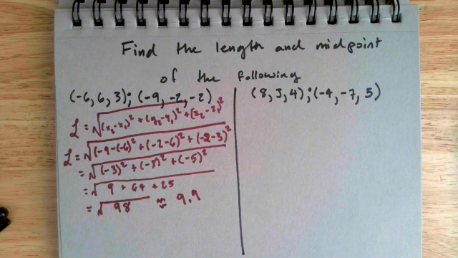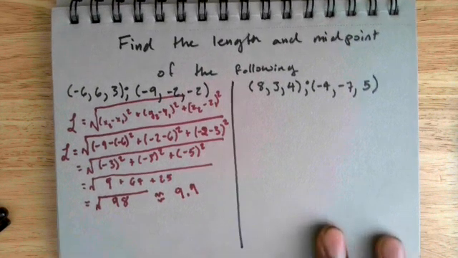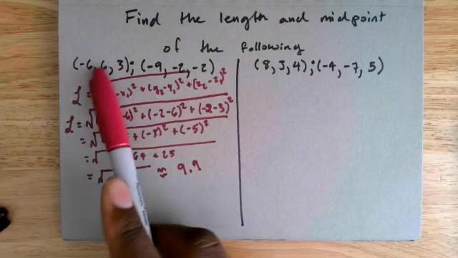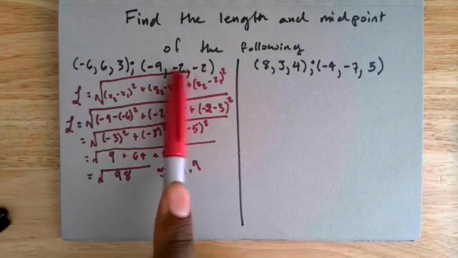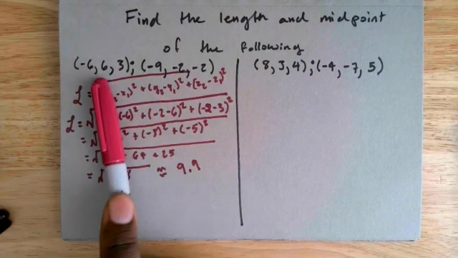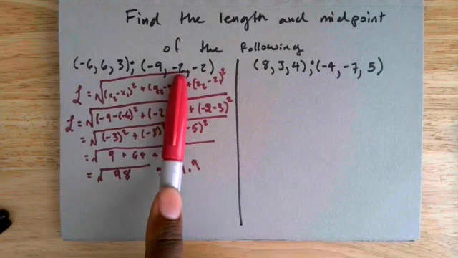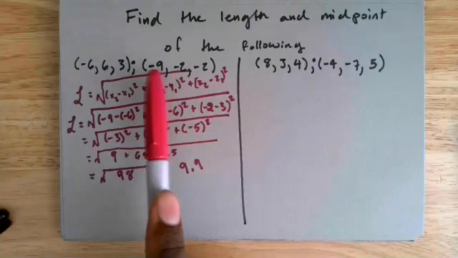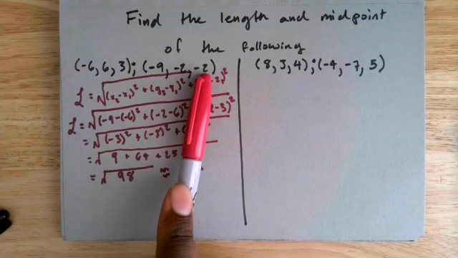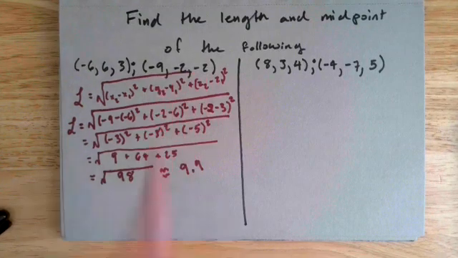Find the midpoint. Now, I could use the formula, right? And probably should, so let me go ahead and do that. But midpoint is so easy. You just find what's in the middle between -6 and -9. Well, -7.5. What's between 6 and -2? Well, it's going to be 2. What's midway between 3 and 2? It's going to be what, 2.5, right?